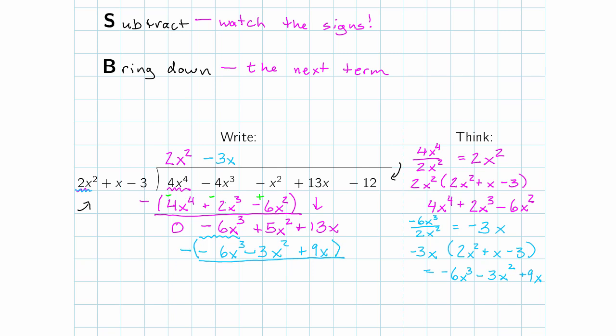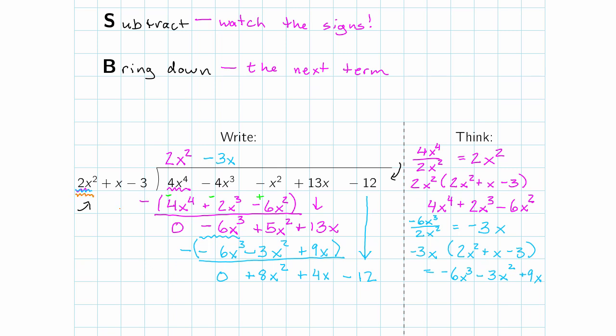Subtracting. Negative 6 minus negative 6 is 0. Positive 5 minus negative 3 is positive 8. So we've got positive 8x squared. Positive 13 minus positive 9 is positive 4. So we have positive 4x. That's the subtract step. And now we bring down the next term. We have a negative 12. Okay, that's it for that round.